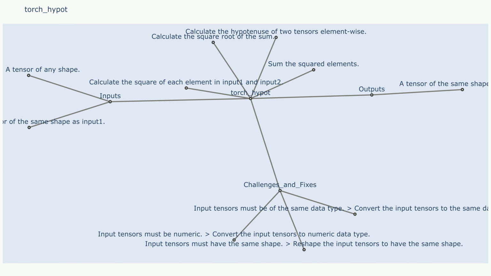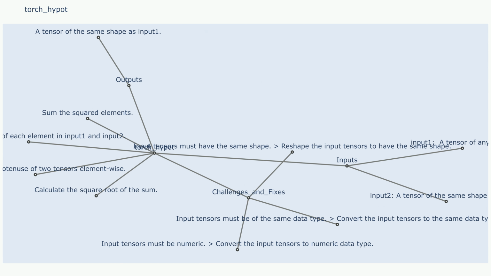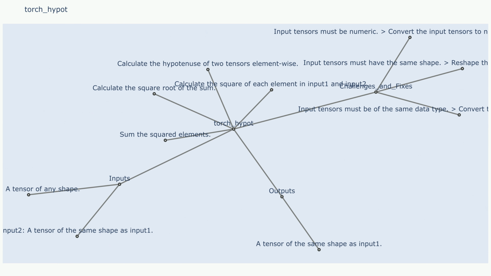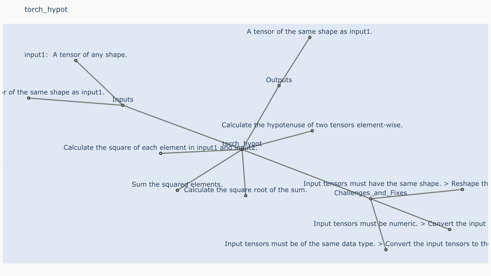Challenge 2: input tensors with different data types. Sample use case that resulted in challenge 2: calculating the hypotenuse of a tensor containing floating point numbers and another tensor containing integer values. Fixes to challenge 2: convert the input tensors to a common data type before performing the calculation.